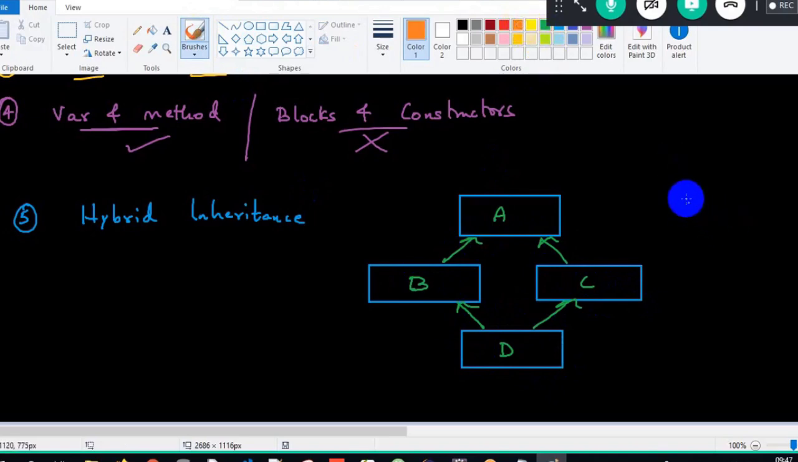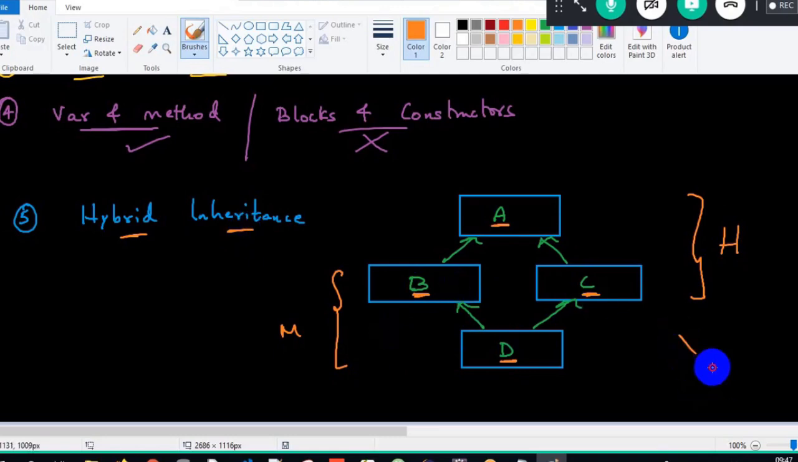Okay, look at the first half here. The first half is a combination of hierarchical. How? One superclass having multiple subclasses. Similarly, the second half, one subclass having multiple superclasses. This is multiple. Hybrid inheritance means it's a combination of two or more types of inheritance here. So this is also not possible here.